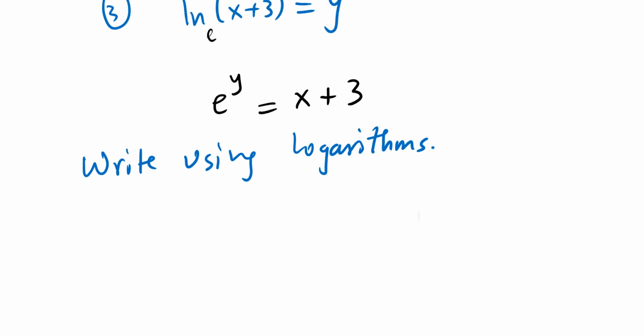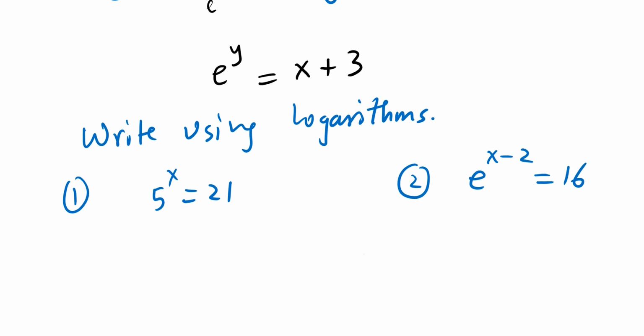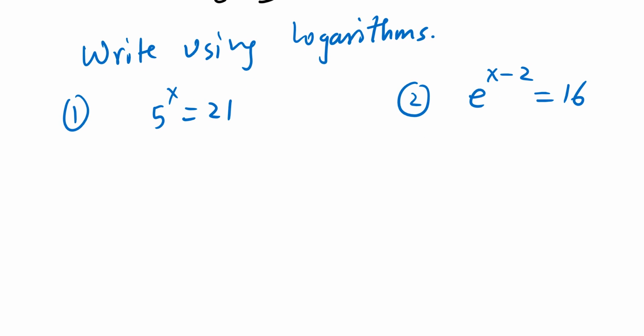Right, using logarithms. The first one, 5 to the x is 21. The next one we're going to go over is this one, equals 16. So how do you write this using logarithms? We have been doing this today. So log, the base is 5. 5 to the x is 21. We don't have to solve for x, we're just rewriting it in log form.